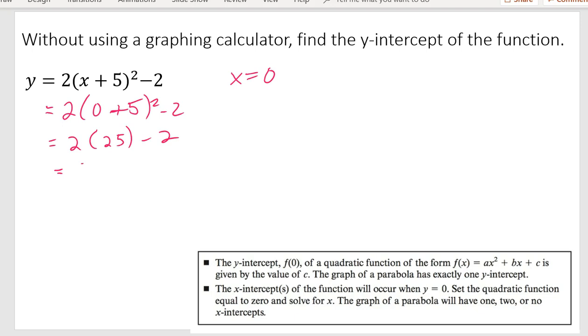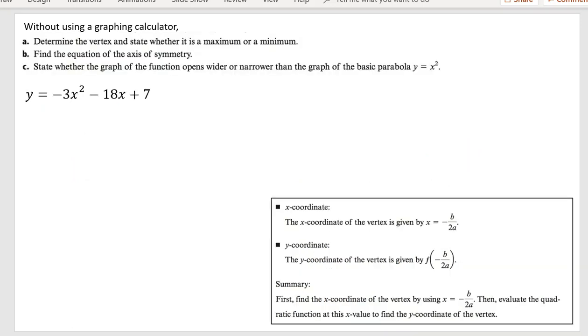So we know 2 times 25 is 50, minus 2 is 48. So our y-intercept is 48. Or you could put it in as an ordered pair, (0, 48). Both are correct. Next problem asks for the vertex.